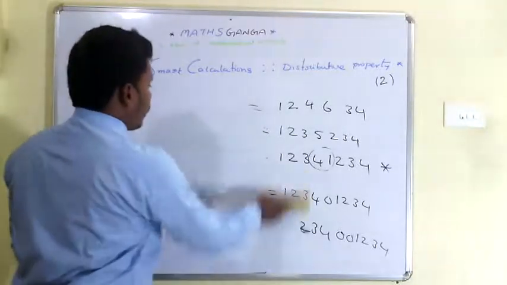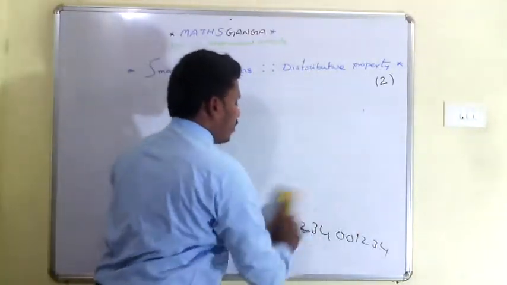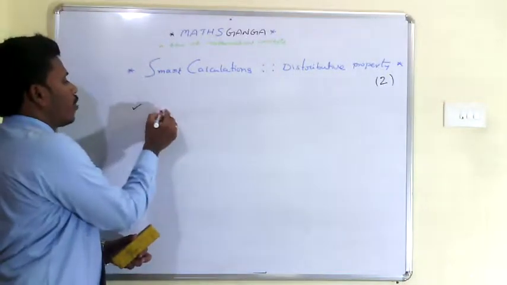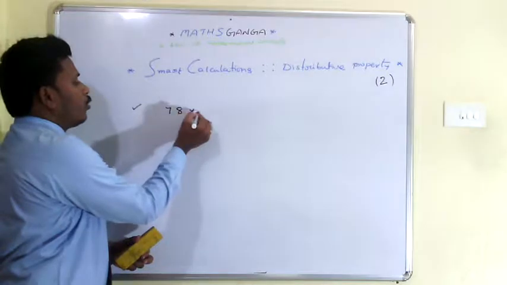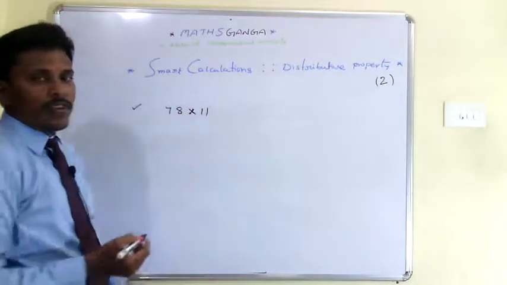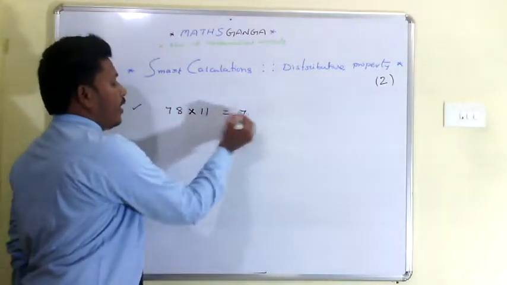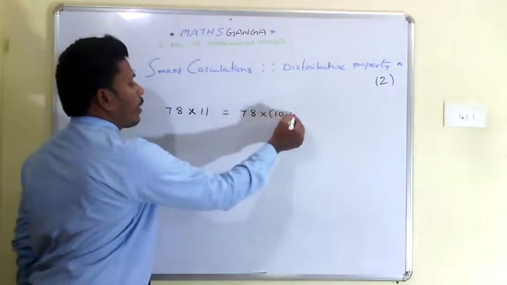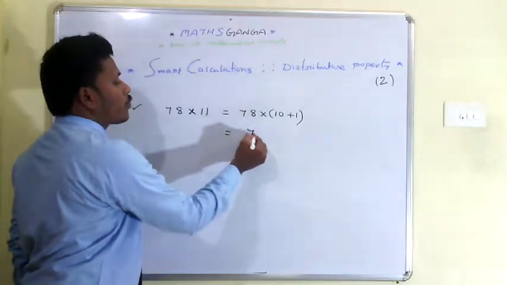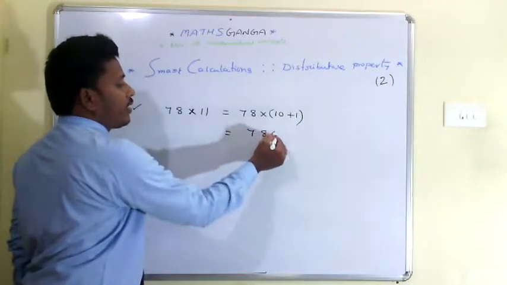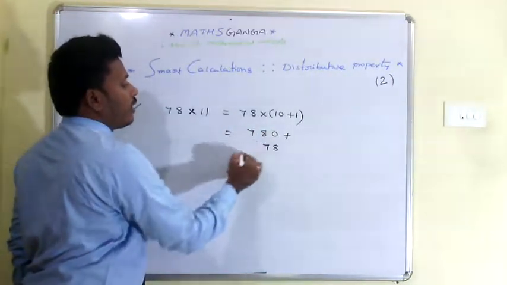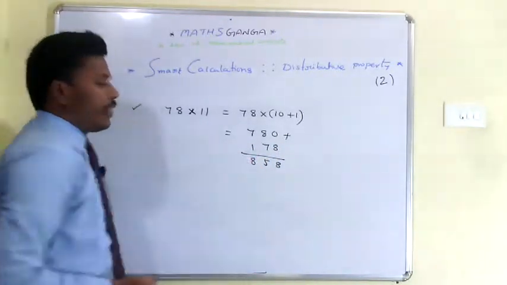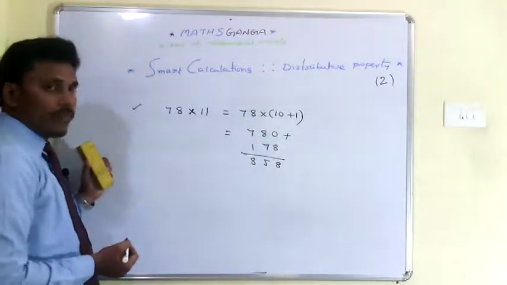Then coming to another one, for example, if we are going to multiply something like 78 into 11. 78 into 11 is nothing but 78 into 10 plus 1. 78 into 10 plus 1 is nothing but 780 plus 78. 8 plus 7 is 15 and 7 plus 1 is 8. Okay, so directly, how can we answer?